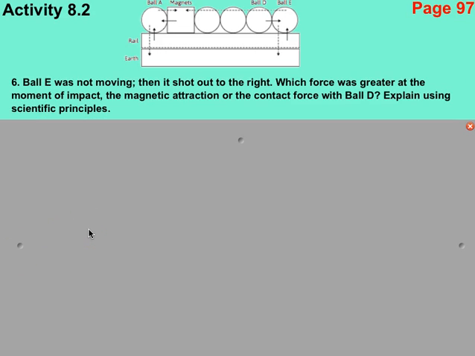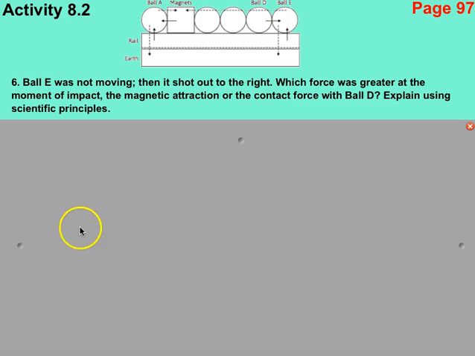This is very similar to the one you just had, except now we're talking about ball E. Ball E was not moving. Then it shot out to the right. Which force was greater at the moment of impact, the magnetic attraction or the contact force with ball D? Explain using scientific principles. So go ahead, pause the video and give it a try.